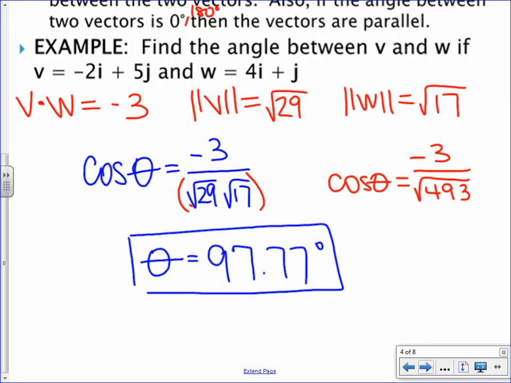Let's go ahead and plot these vectors and make sure that makes sense. All right. So vector V is -2, 5. And vector W is, yep.